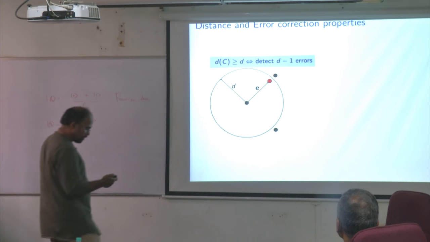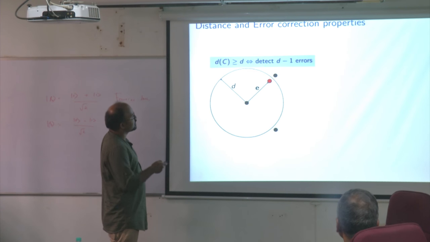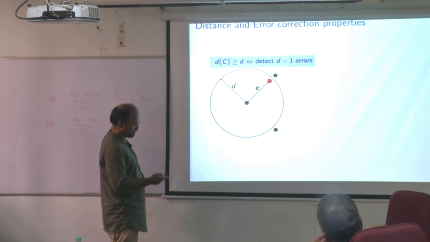Again, the proof is very simple, so I will show this diagram. Imagine these black dots as code words. If you corrupt a code word by an error of Hamming weight less than d, then you will remain in the circle, so you will not reach a valid code word. So all you need to check is whether the received word is a valid code word or not. Of course, this might not be the most efficient approach.